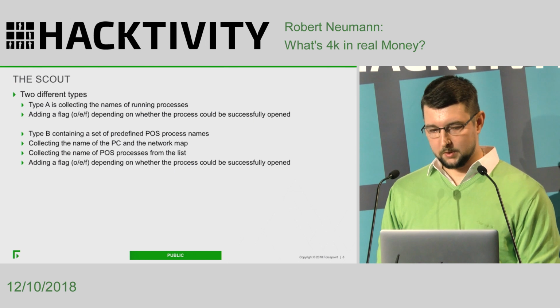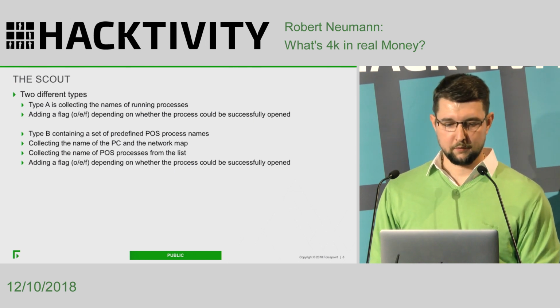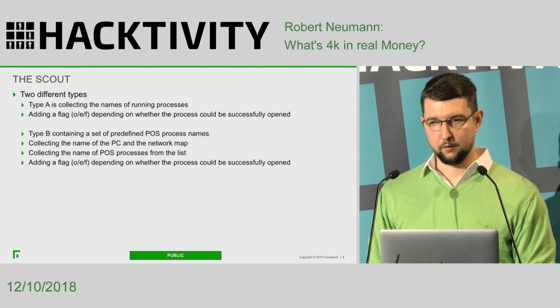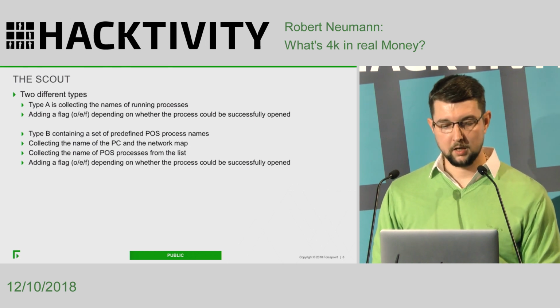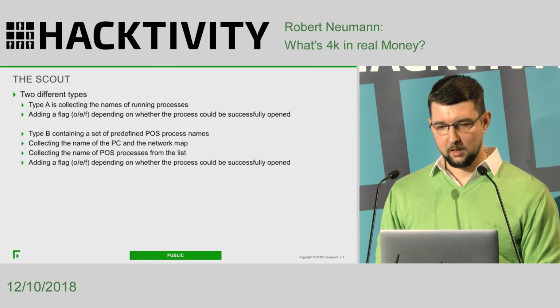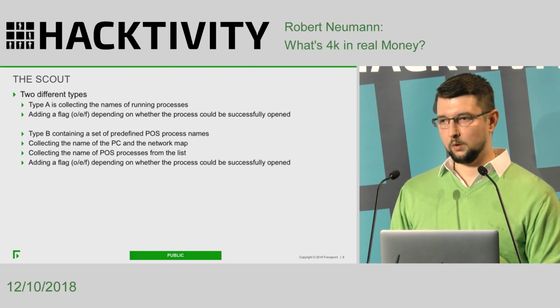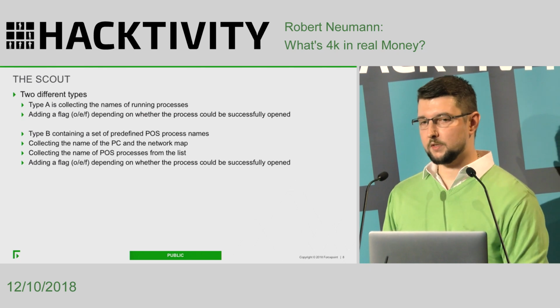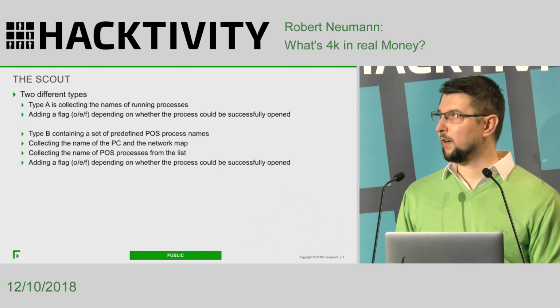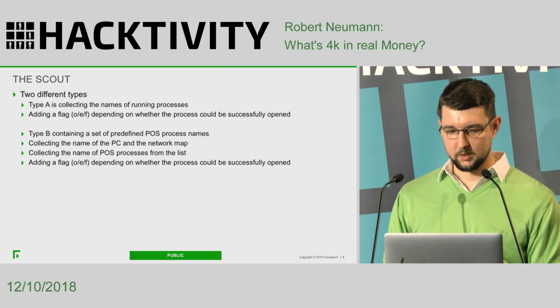It's trying to open all the processes. If there is an error, there is a flag of E or F, like for fail. They were changing it sometimes for whatever reason. If it could be opened, then it's a no. Then it's building up a list of all the process names and the flags and sending it back to another C2. So basically, it's a very easy mapping of your running processes.